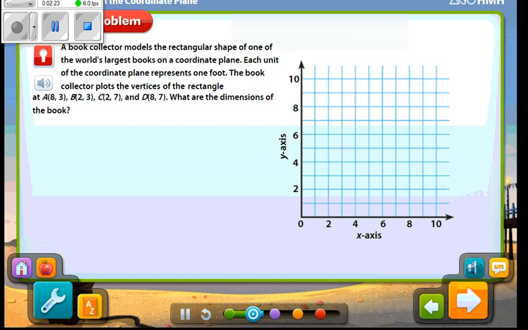Let's start by plotting the vertices. Begin with A (8, 3). We are going to plot A, which is (8, 3). So we're going to start here at our origin, which is (0, 0). We're going to move over to the right 8: 2, 4, 6, 8. And then our second number, the y-coordinate, is 3. So we're going to move up the y-axis 3.